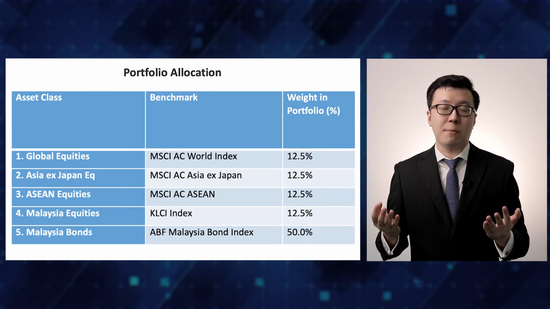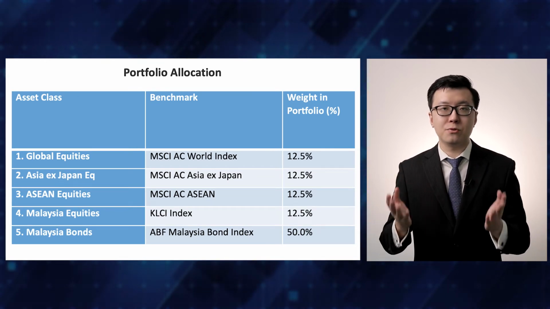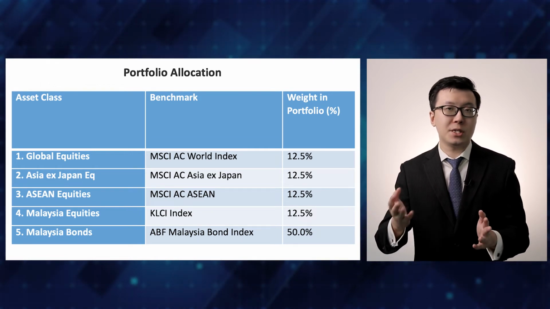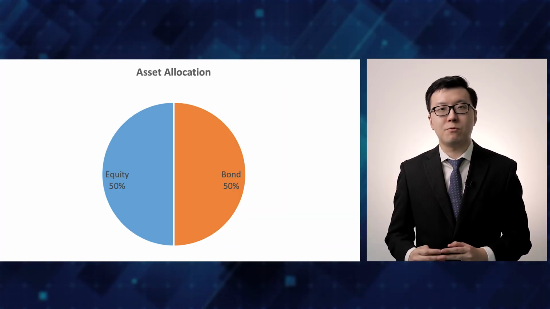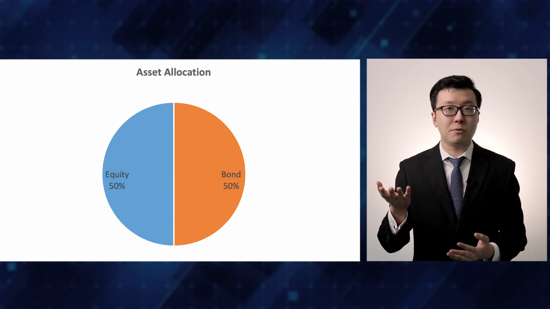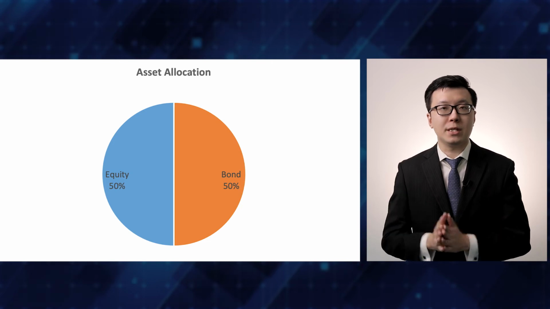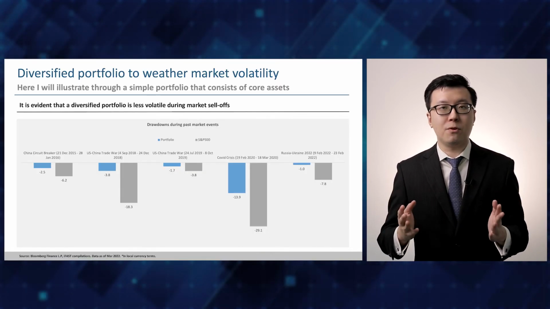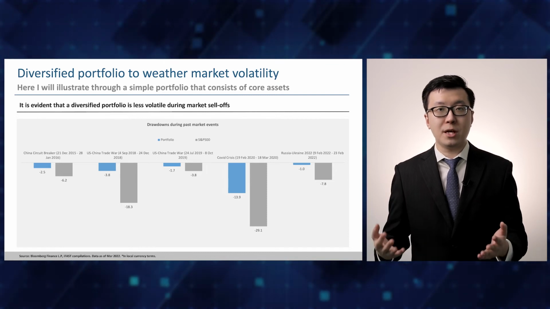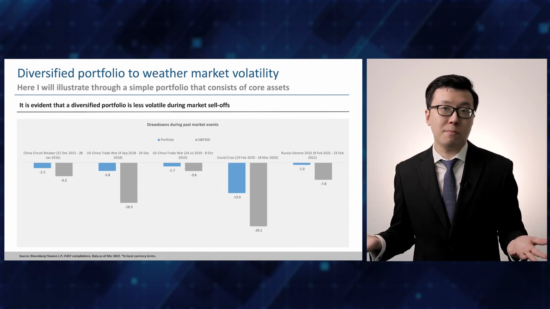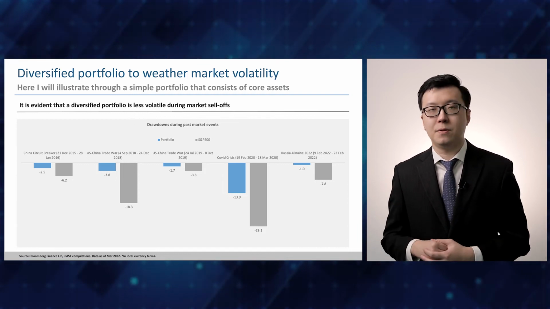Here I'll illustrate the benefits of diversification through a simple portfolio that consists of core assets such as the below. This will result in a diversified balanced portfolio with 50% in equities and 50% in bonds that's less volatile. Then I shall backtest this portfolio over a few crucial market downturns in the past and compare the portfolio versus a notable equity benchmark, the S&P 500 index.